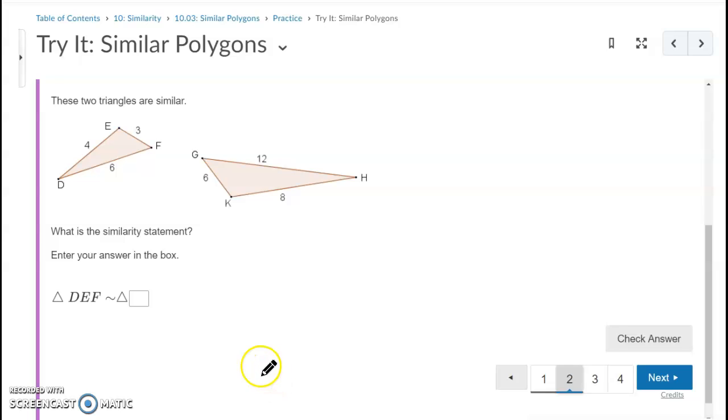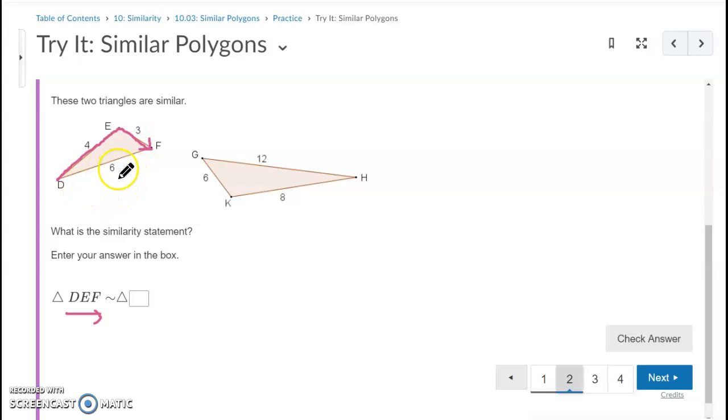Okay, so for our second example, we have two more similar triangles, and it says, what is the similarity statement? And I'm going to encourage you to take a look at first how this order is and see if you can match that order with the other triangle. So triangle DEF is going to go from D to E to F like so.